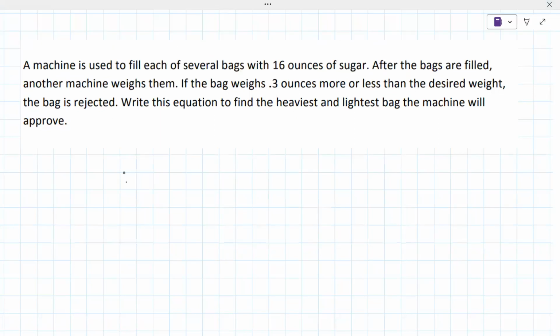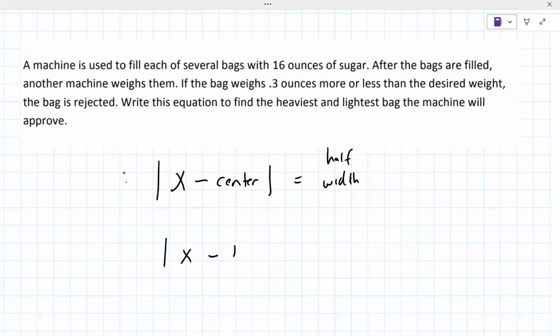You got the right numbers in there, and once you know the format, it becomes much easier. It's typically the variable minus the center equals the width or the half width, depending on how you look at it. Oh, okay. So how does that change your answer? Would it be X minus 0.3? So 16 is the center. And it's okay if they're 0.3 more or less. That's the half width.